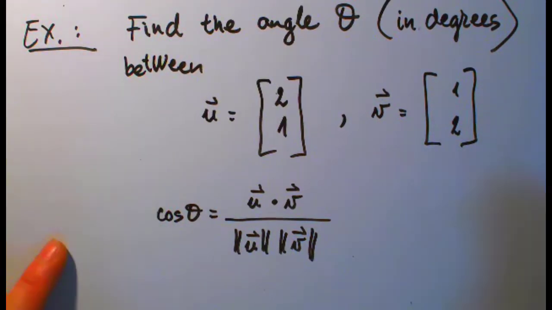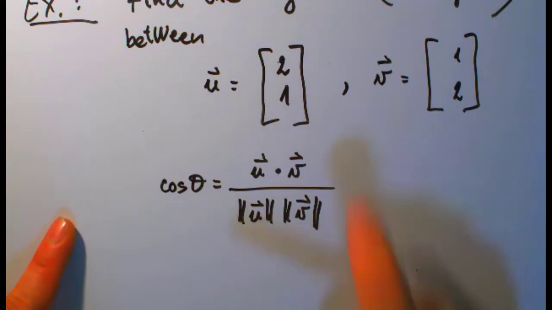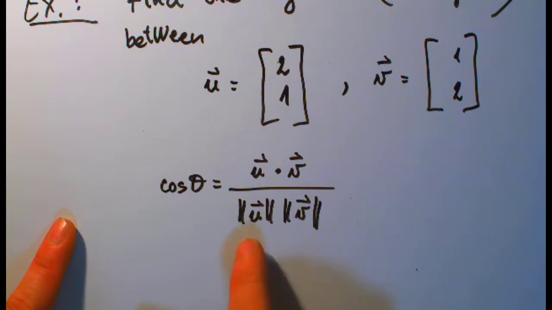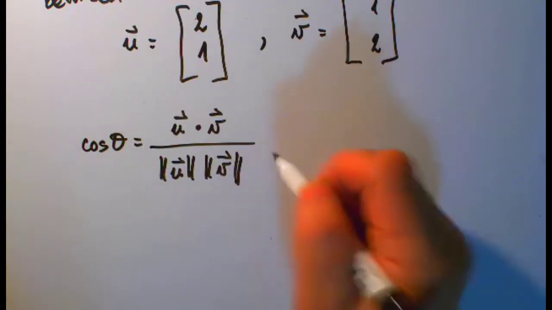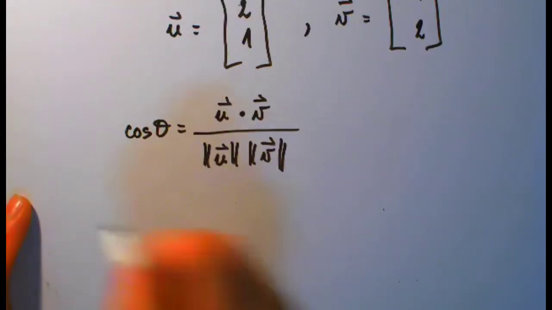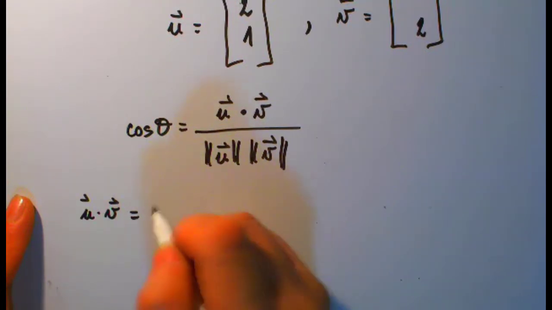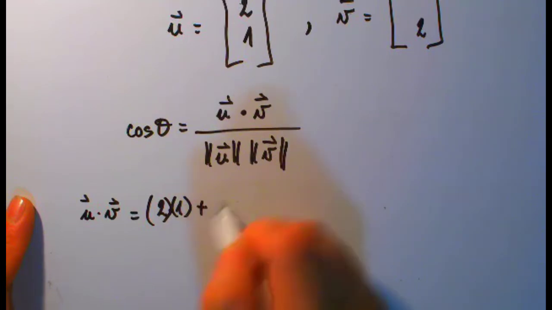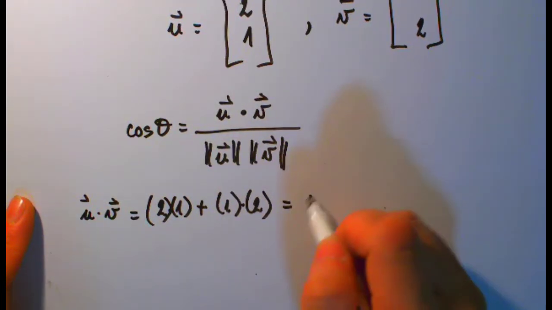I am going to spend a little bit of time to find the dot product of u and v and the two separate lengths of u and v. So u dot v equals 2 times 1 plus 1 times 2, which equals 4.